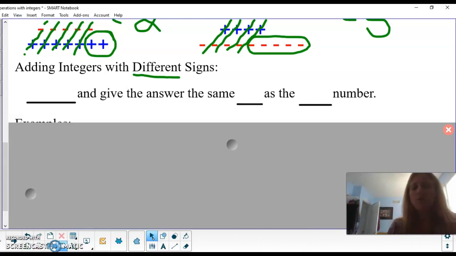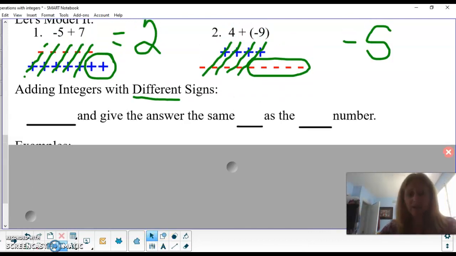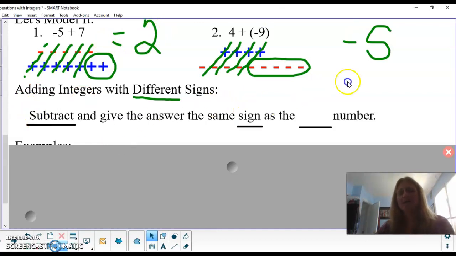So what we didn't do is add, did we? Let's go back up here. We didn't add. 5 plus 7 is not 2. 4 plus 9 is not 5. We didn't add anymore because we're taking away pairs. We have to subtract. So we subtract and give the answer the same sign.